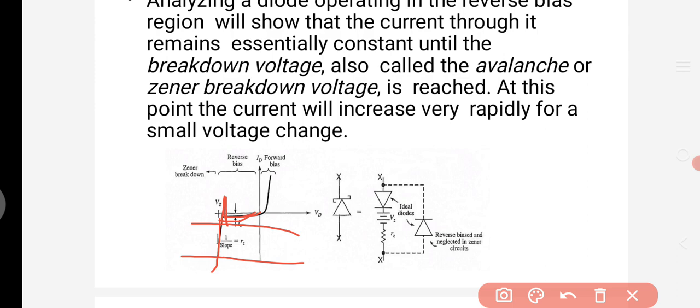Reverse bias means the positive supply of the battery is connected to the cathode of the diode and the negative supply of the battery is connected to the positive side, the anode, of the Zener diode. This way of connection is called reverse bias. So the Zener diode is used as a voltage regulator in reverse bias.